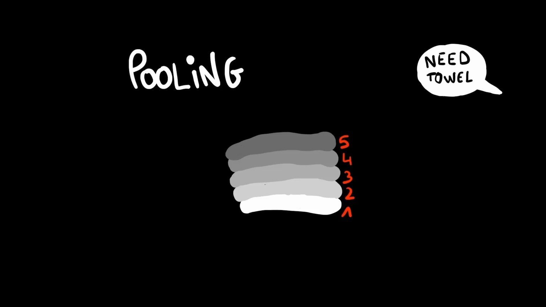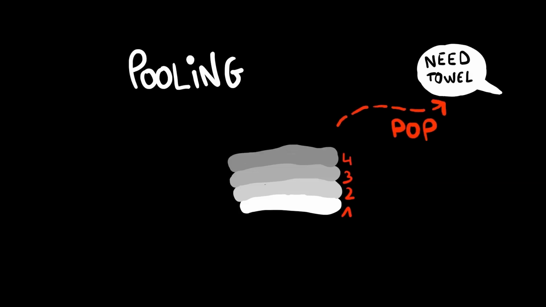Imagine a pile of 5 towels. If I need a towel, I'll take the last one I put down, the one at the top of my pile. So I take my towel out of the stack. We call this process the pop.